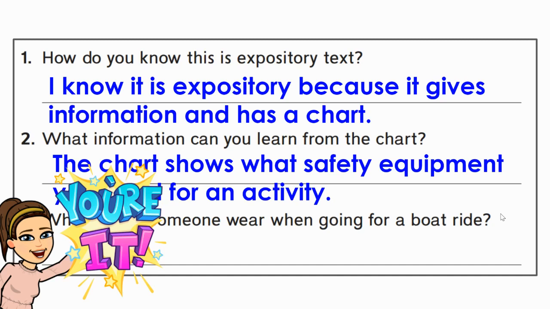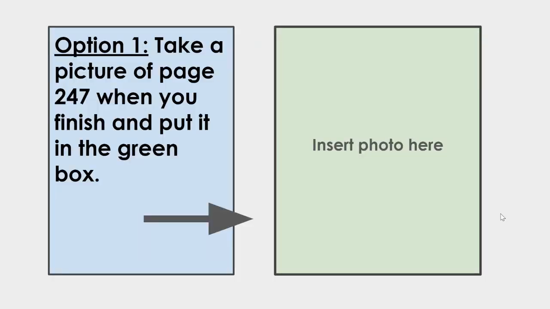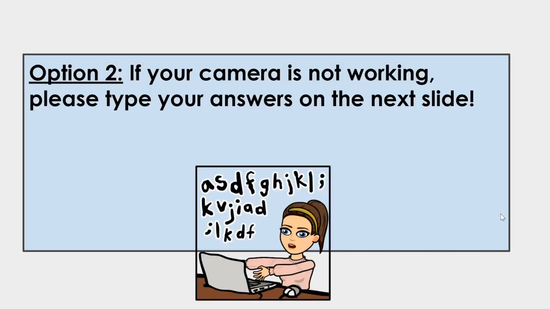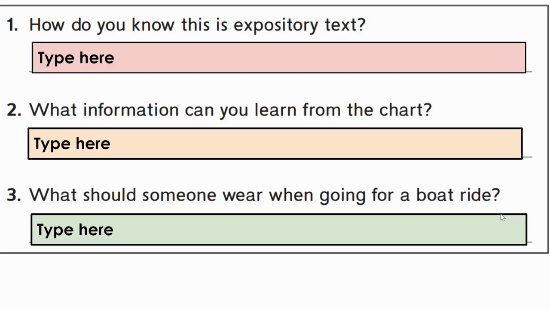When you are finished answering all 3 questions, please take a picture of 247 and submit it in the green box. If your camera is not working, I think it's only maybe 1 or 2 of you who I've talked to about it, you will type your answers on the very last slide and then click submit.